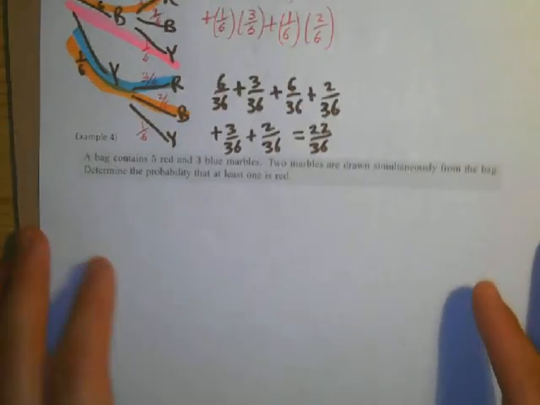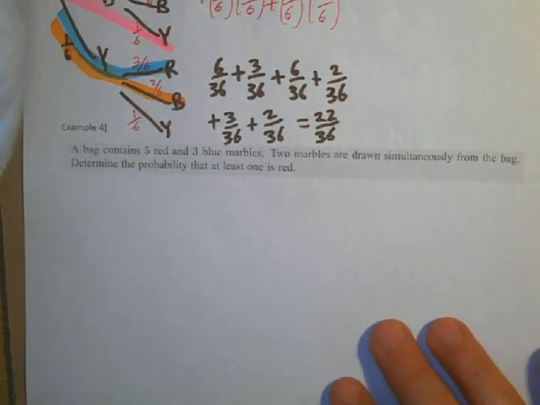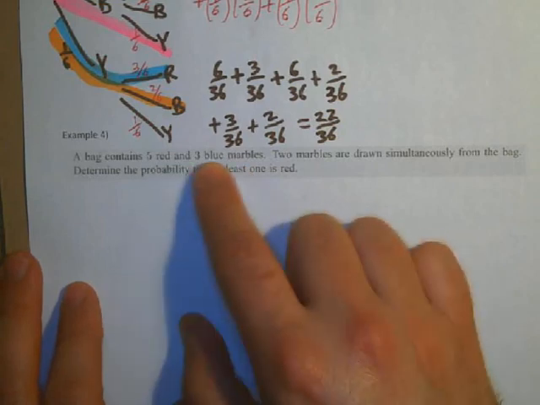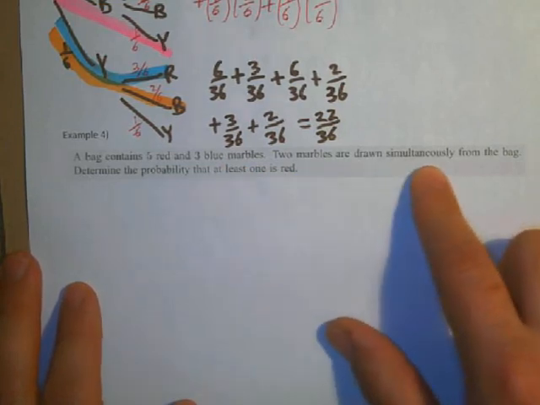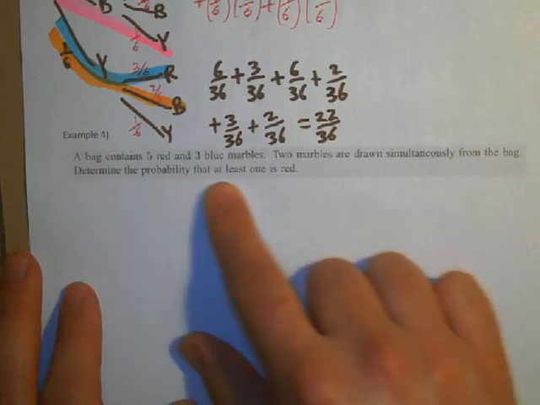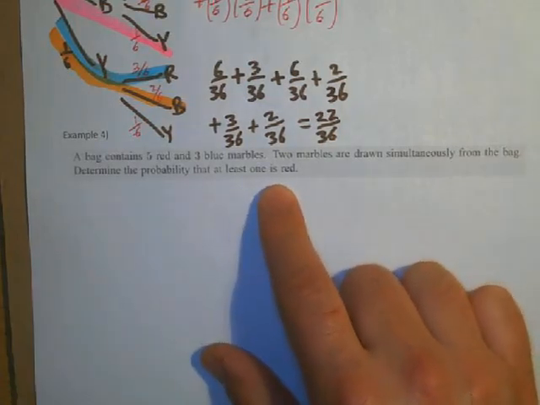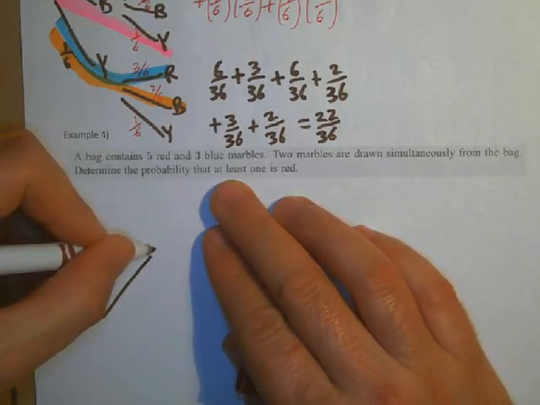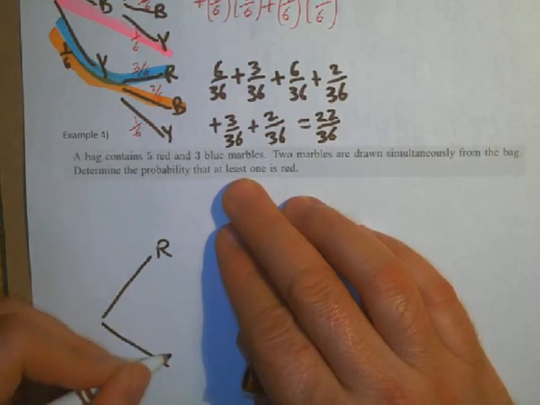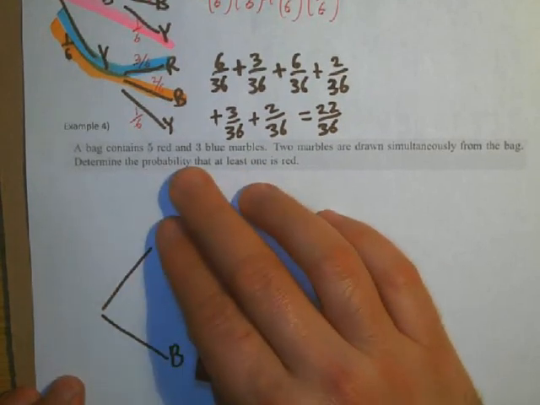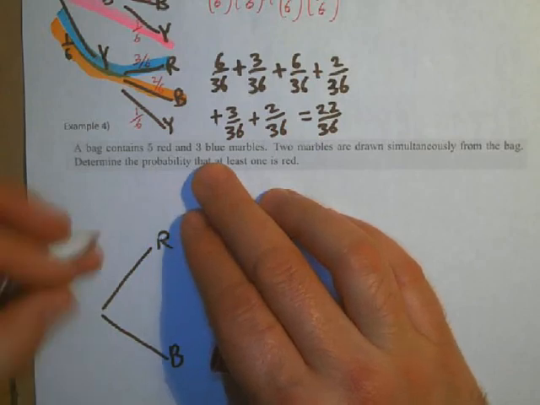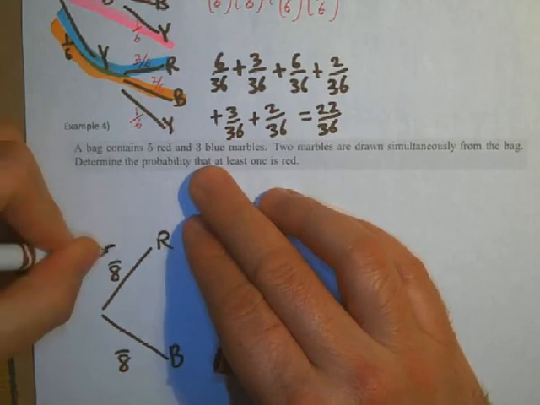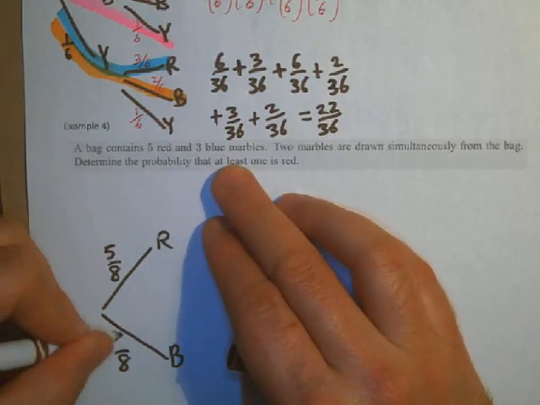Okay, let's do this last example. A bag contains 5 red marbles and 3 blue marbles. 2 marbles are randomly selected from the bag. Determine the probability at least one is red. So you're either going to get a red marble or a blue marble, right? 5 red marbles, 3 blue marbles, total 8 marbles. 5/8 chance of getting red, 3/8 chance of getting blue.